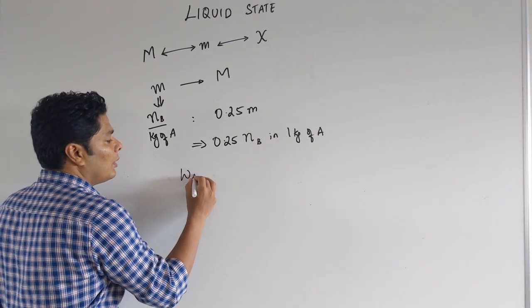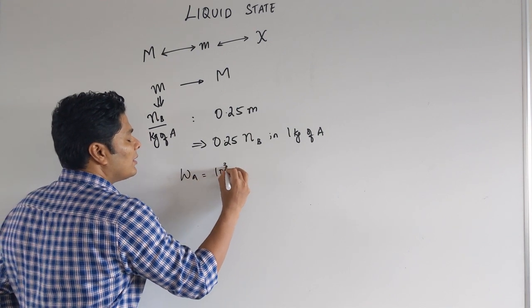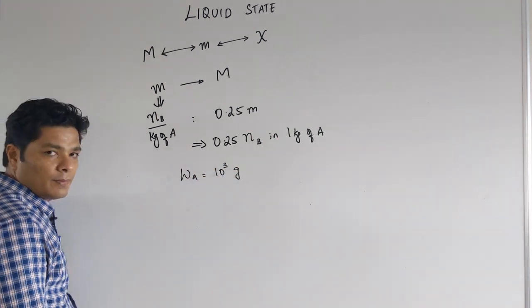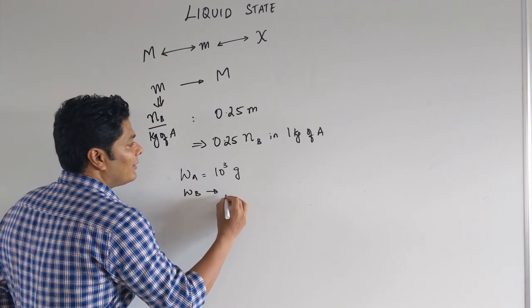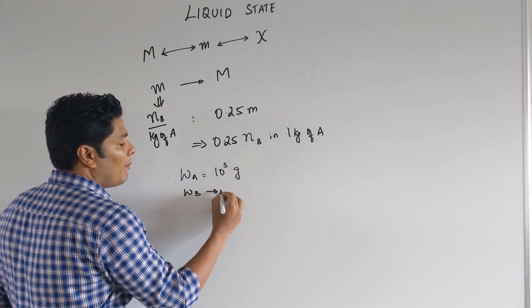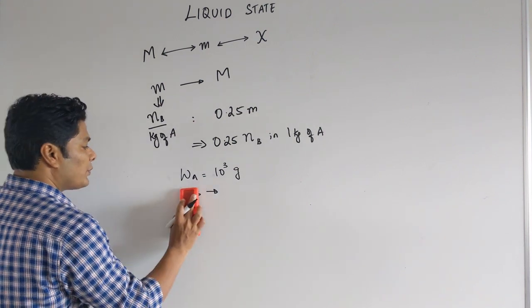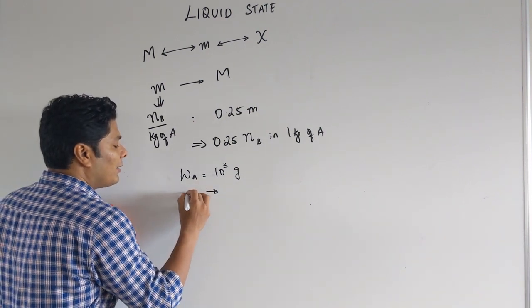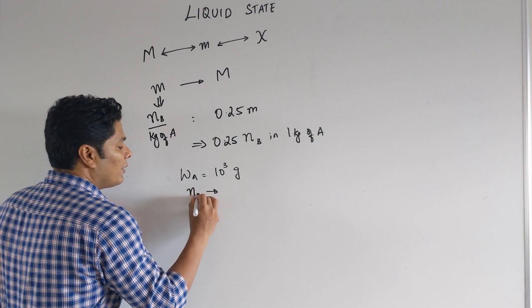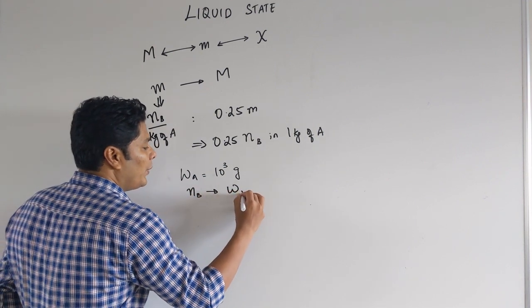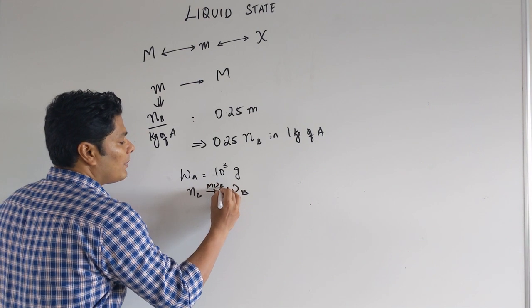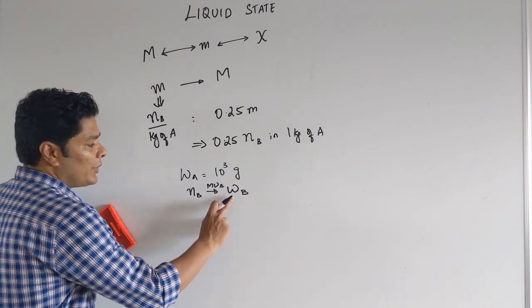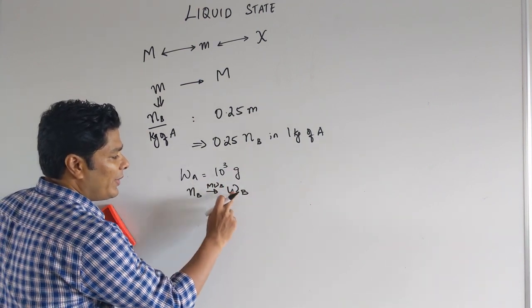I can do weight of A is 10 power 3 grams. Okay. Now what is weight of B? I can calculate it using moles of B. So let me put it this way. I can convert moles of B into weight of B, using my molar mass of B. So now I know my weight of A, I know my weight of B.